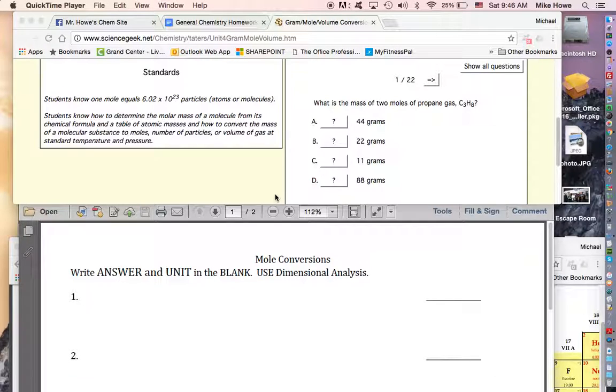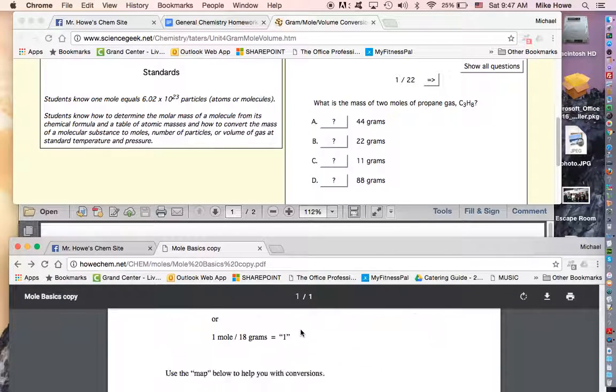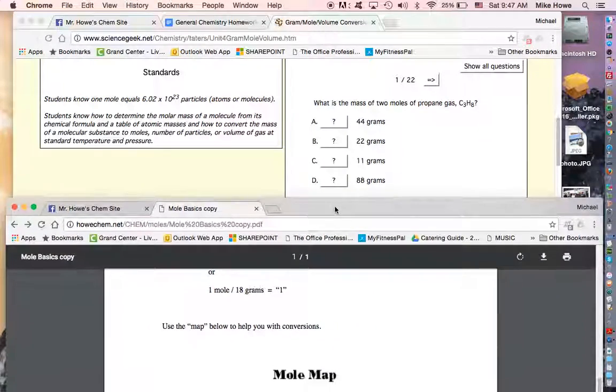In the previous two videos, we've looked at what a mole is, then how to identify grams and pieces and liters in a mole. So now we're going to learn how to convert from one thing to another. I need to pull out a little mole map for you.